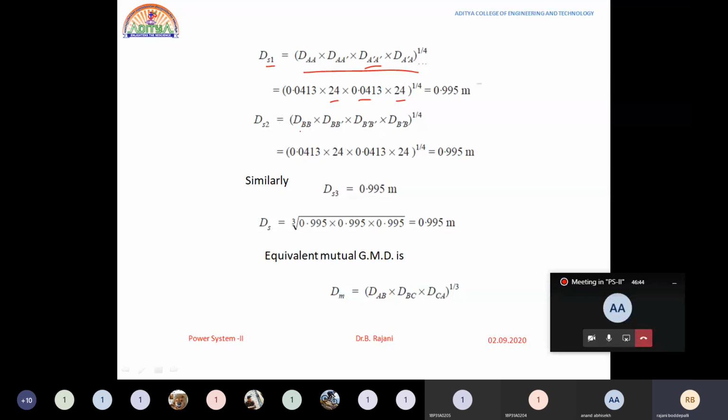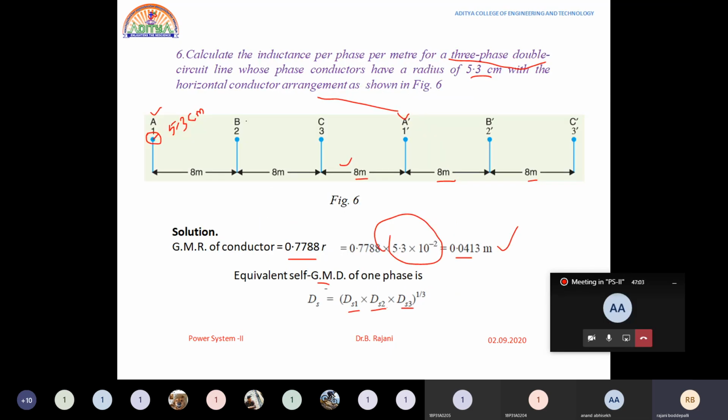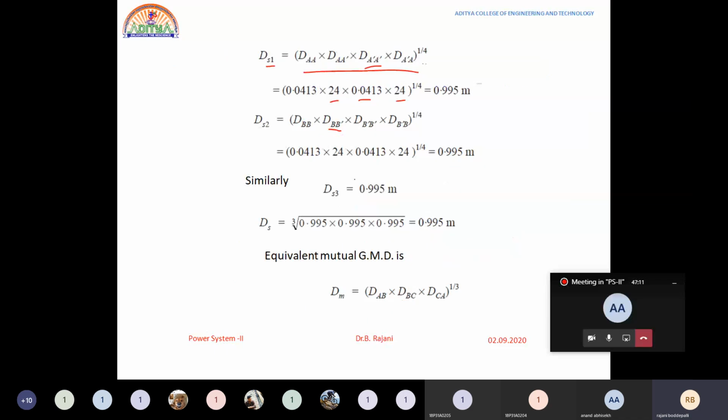DS2 is nothing but DBB. This is the combination for conductor B, the self distances of conductor B, so it is 0.7788 into R. DB dash B is also the same. Now coming to DBB dash and B dash B. What is the distance from B to B dash? Let us see that B to B dash is this distance. That is again 8 plus 8 plus 8, so you will have the distance 24 here also. Here also you will be getting 24. Why? Because we are getting the same value for all of DS1, DS2, DS3.